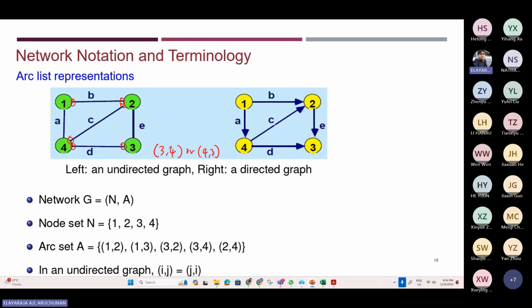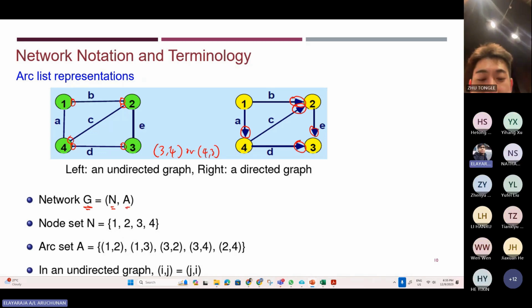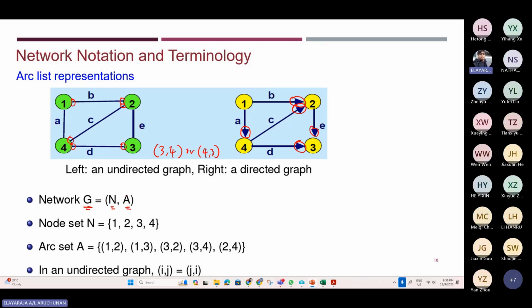On the right hand side here is a directed graph. As I told you before, the directed graph is given a direction. You see 1 is directed to 4, and then 1 is directed to 2, and then 4 is directed to 2, and then 2 is moving to 3, as well as 4 moving to 3. So that is the directed graph. Usually in networks, we denote the network by G, N stands for the nodes, and A stands for the arcs. That's the illustration we have given.